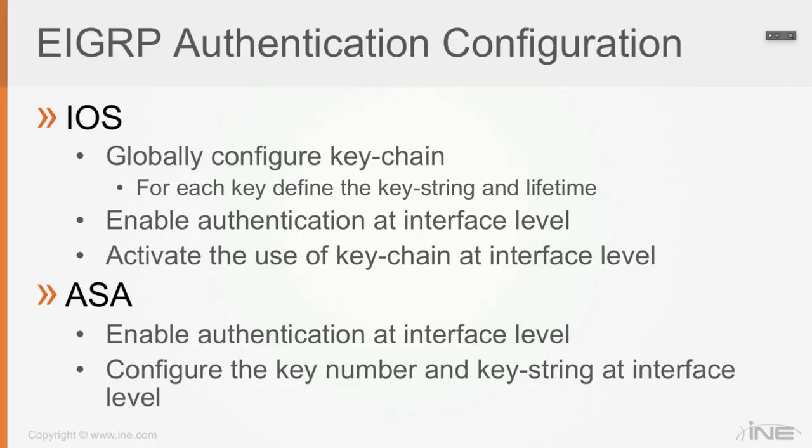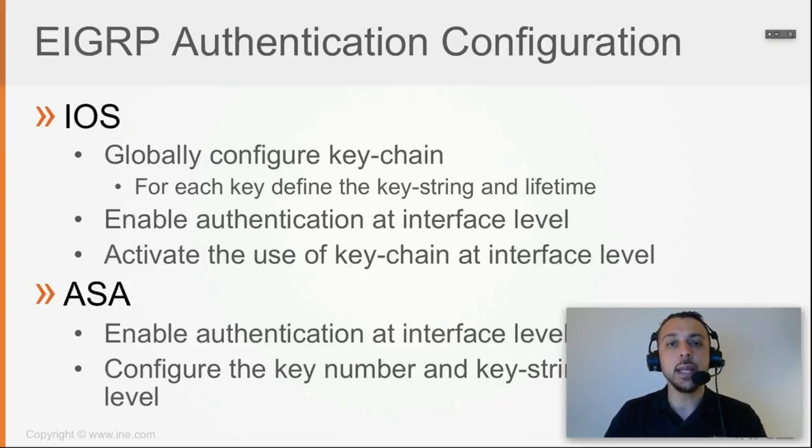And of course, because both the key number and the key string are used as seed values in the hashing computation, both of them have to match in order for authentication to work. So between two devices performing EIGRP authentication, I'm going to do it via MD5 because the ASA only supports MD5. Then because that's the case, you have to make sure that both the key number and the key string are in a perfect match between the devices, otherwise authentication is going to fail.